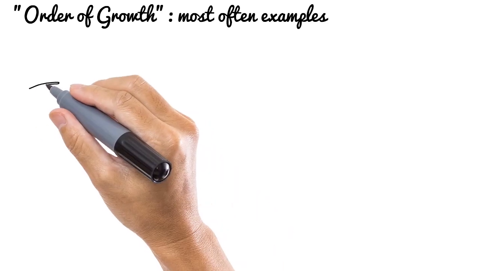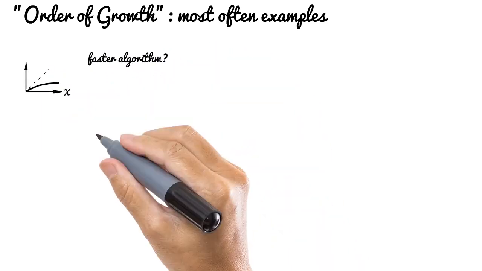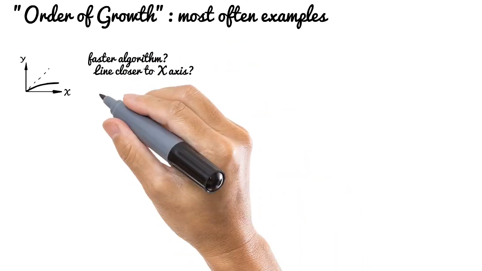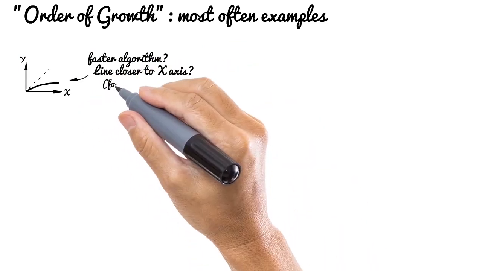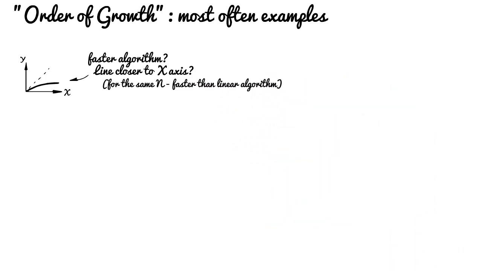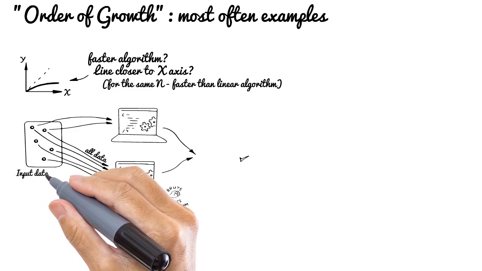What do you think? Can we have faster algorithm with proportion lower than input data size n? In other words, algorithm's xy line on our diagram will be closer to x-axis, which consequently means that for the same input data size n, algorithm can be executed generally faster than linear algorithm. In fact, such optimal algorithms exist for certain tasks. But how is it possible?